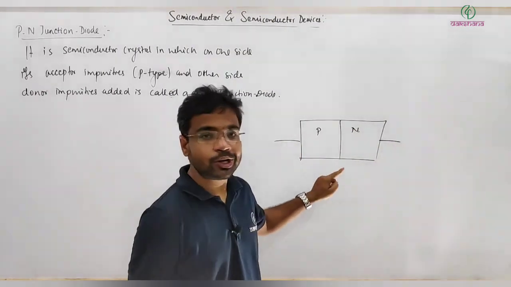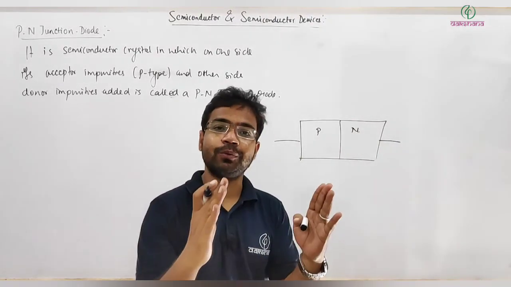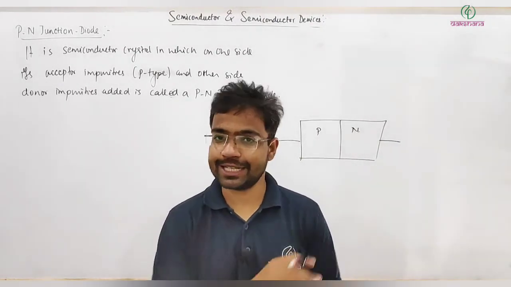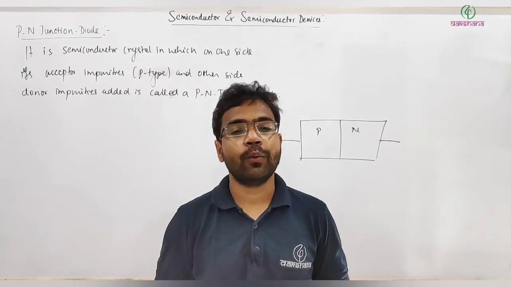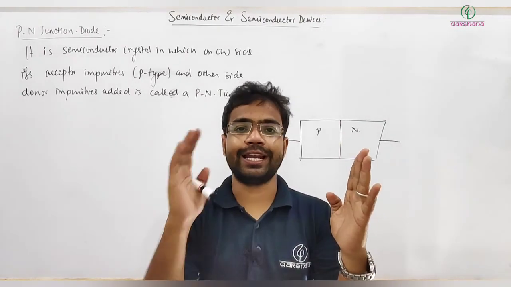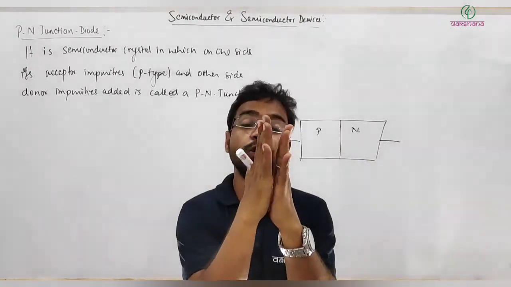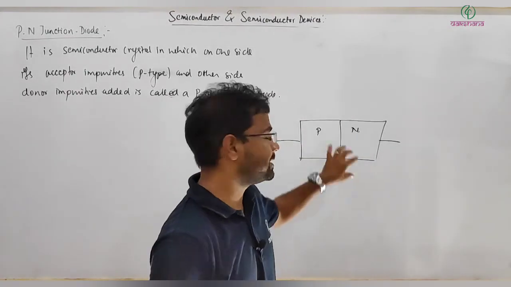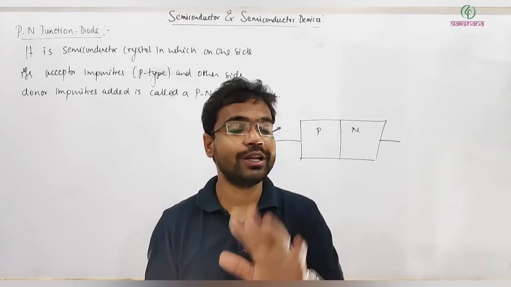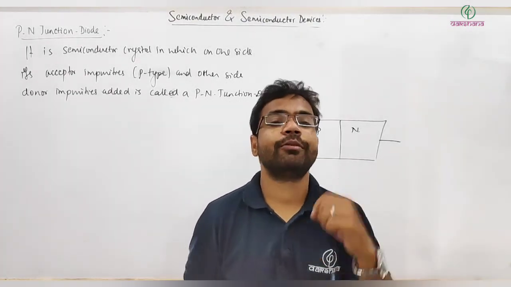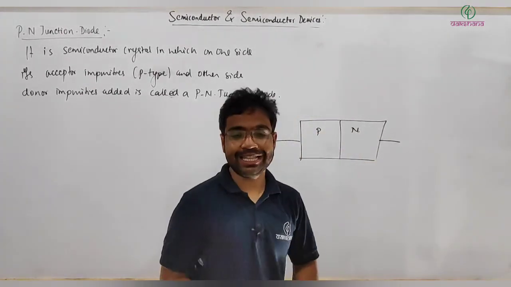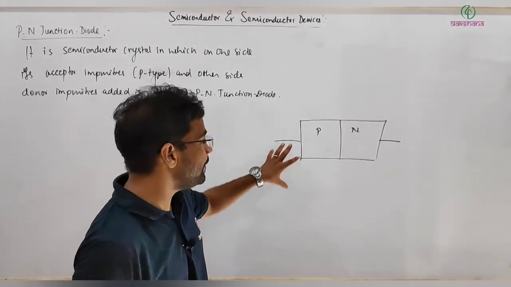But it's actually not formed by combining one p-type and one n-type semiconductor. It's not like we take one p-type semiconductor and another n-type semiconductor and glue them at the junction. That is not at all a PN junction, remember that. For understanding purposes, you can think of it just like that. So how is it actually formed?